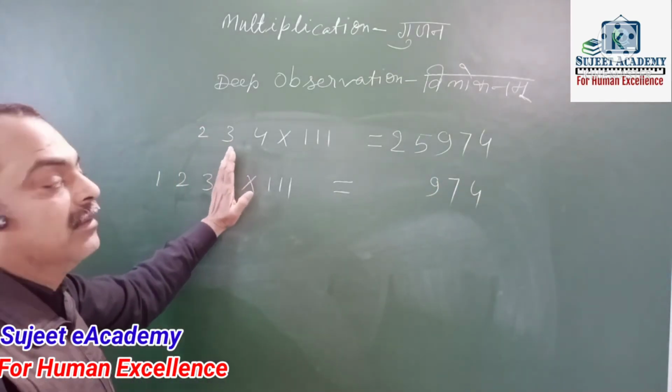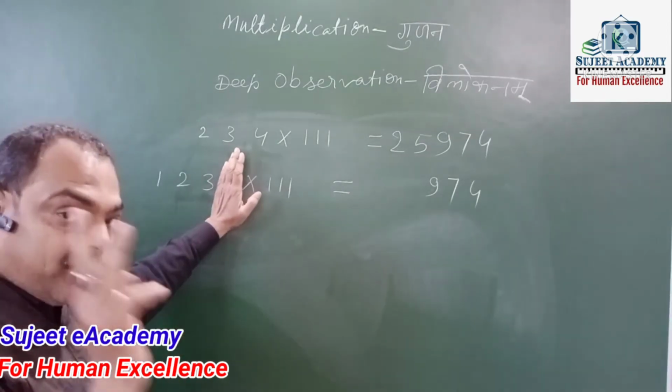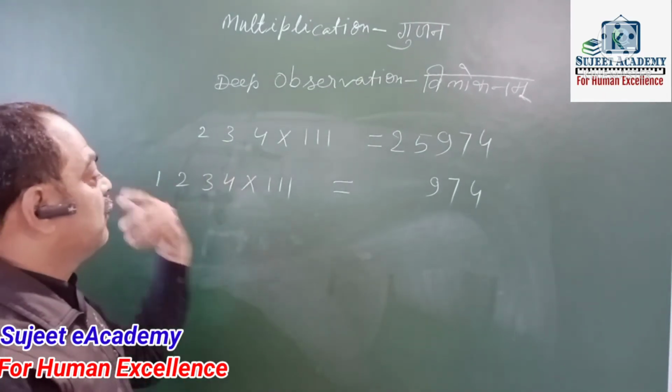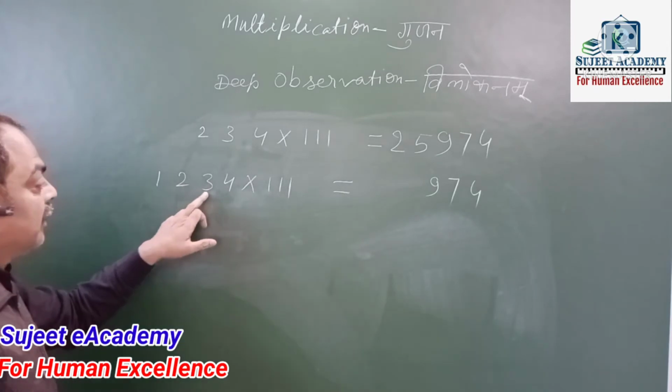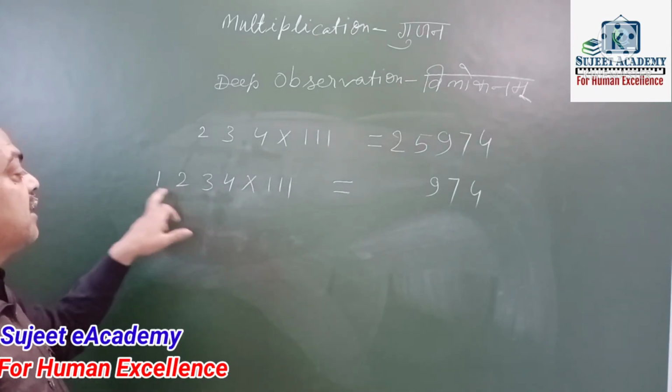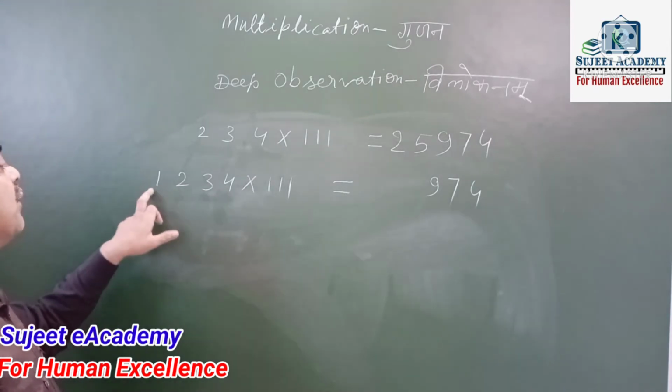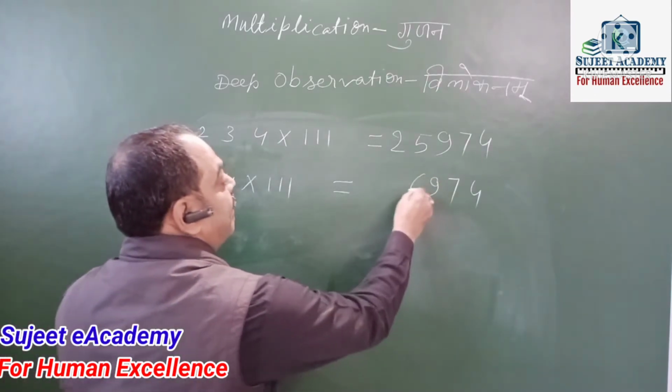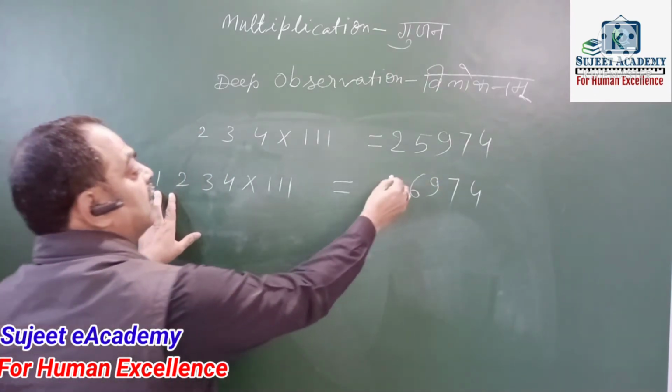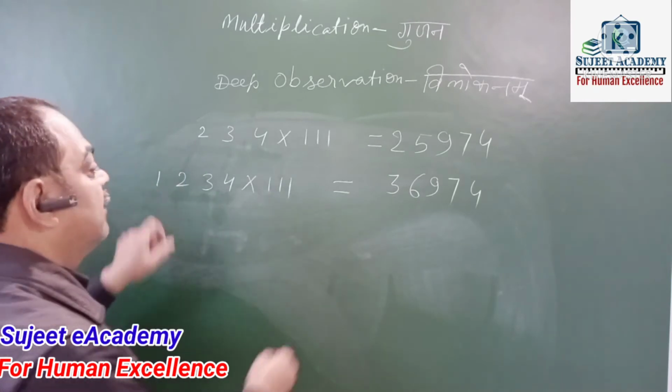Then you leave it. When you take a group of 3 numbers, then the unit place value will leave it. Again, sum these 3 numbers, 3 plus 2 plus 1 is 6. Then these 2 numbers, this sum is 3 and this one is 1.